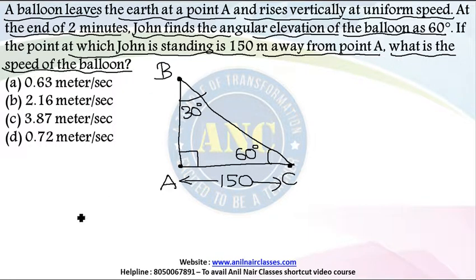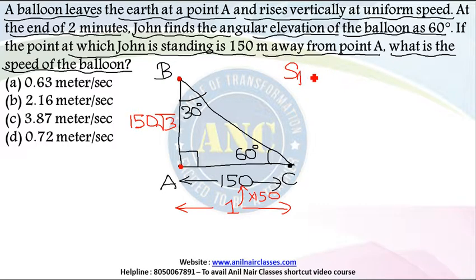It's a very easy question. See here, it is a very small triangle that we have drawn. Now, according to 30 degrees, if I assume this value as 1 unit, according to 60 degrees it will be root 3 units. But it is not 1, it is 150, so multiply by 150. Balloon initially was at point A, now it is at point B. That means it has traveled a distance of 150 root 3 units.